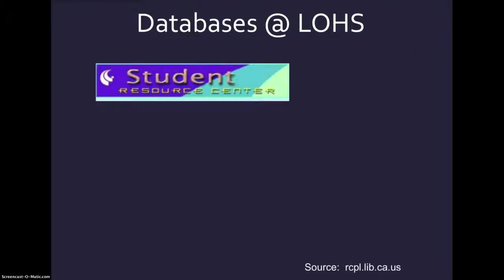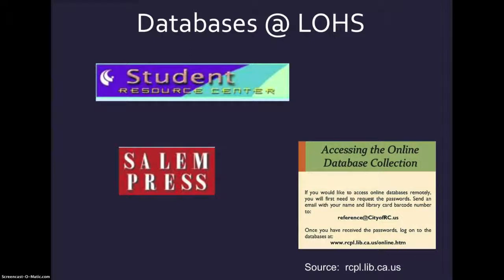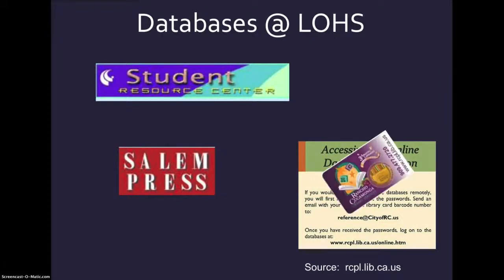Let's look at some databases that are available to us. We can use Gale Student Resource Center or Salem Press. We can also use many more databases through the Rancho Cucamonga Public Library website if we have a free library card.